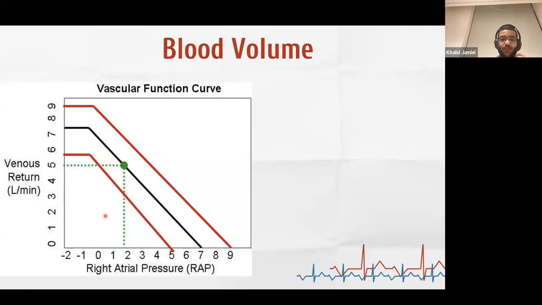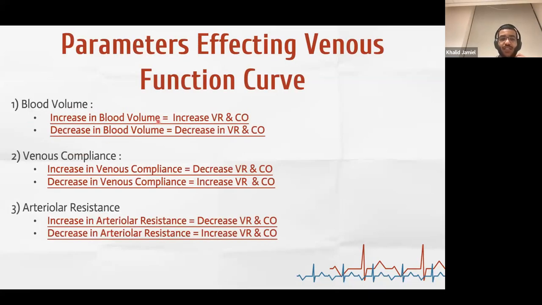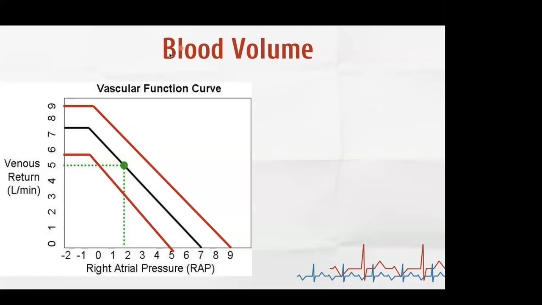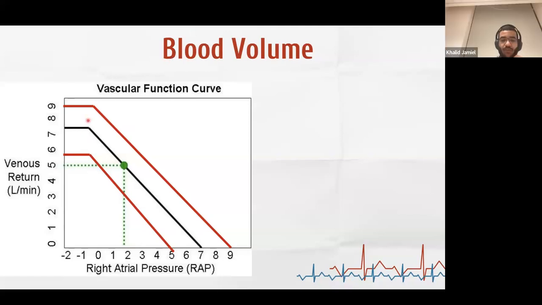So let's talk about blood volume first, the first factor. We said that an increase in blood volume will increase venous return. So this is the original graph. Which one do you think is the graph where we increased blood volume? The one above it. Excellent. Why? Because as you can see here, at a constant right atrial pressure, which is 2, the venous return for this normal graph was 5. However, the venous return for this graph was almost 7. Which means we increased the central venous pressure.